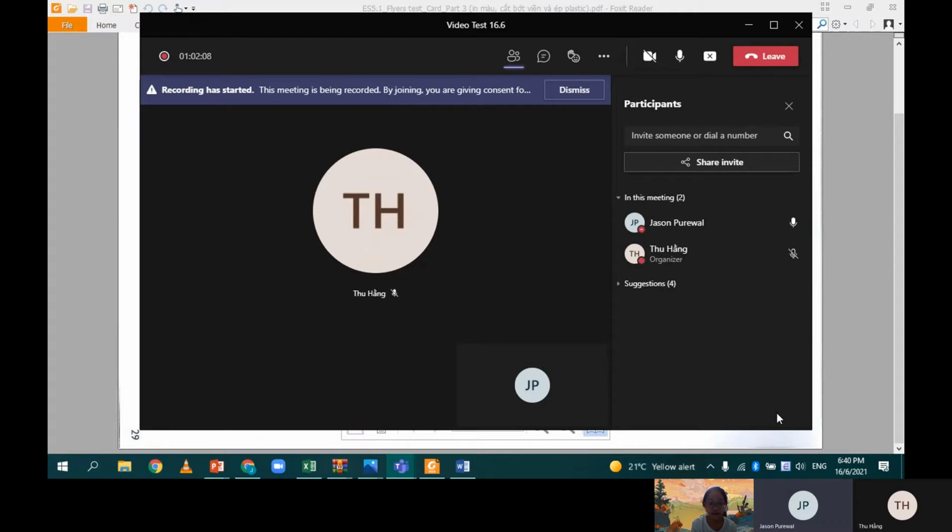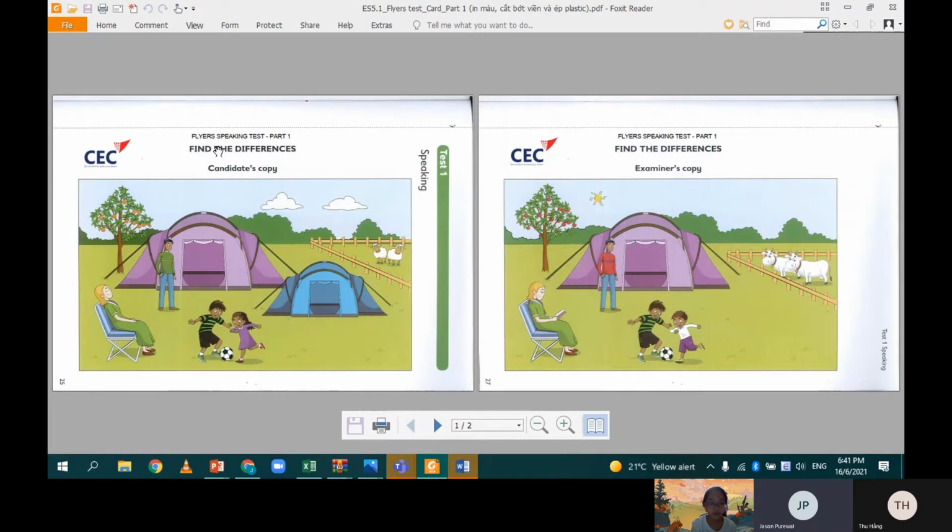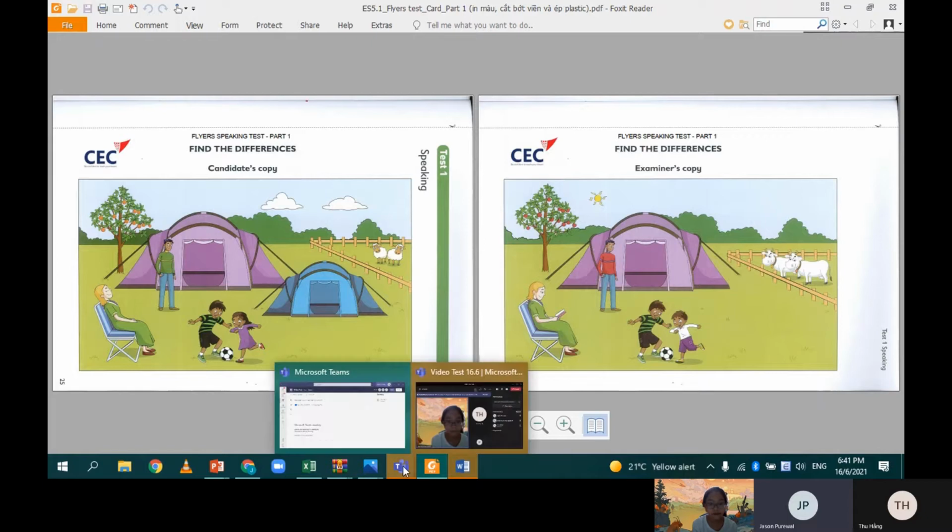You can't see the screen. Okay, just wait a few seconds. I think it should appear. Let me know if you can see it. Can you see? Can you see the pictures? Yes. You can, okay, excellent.